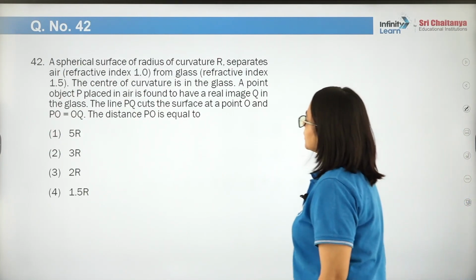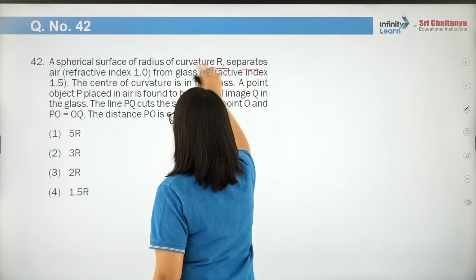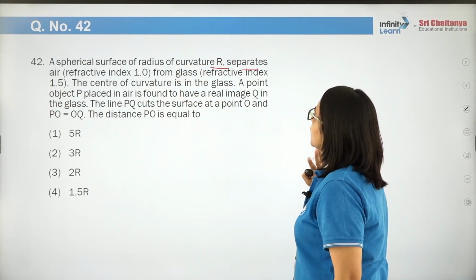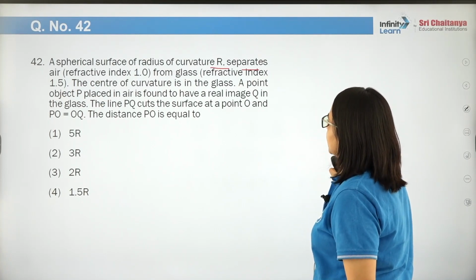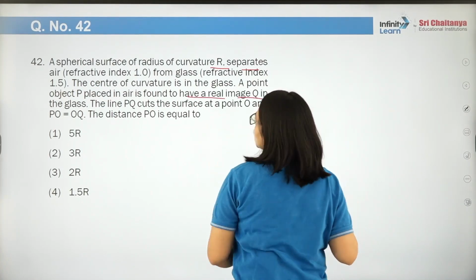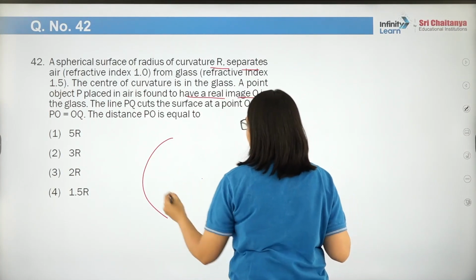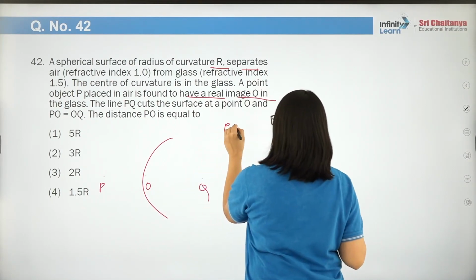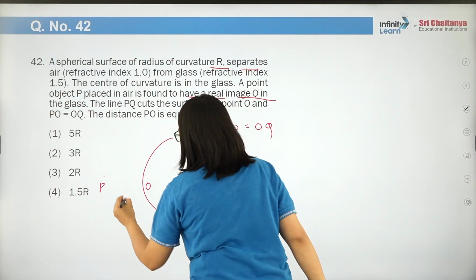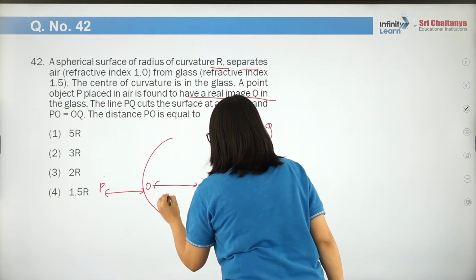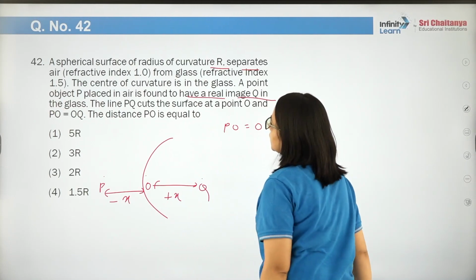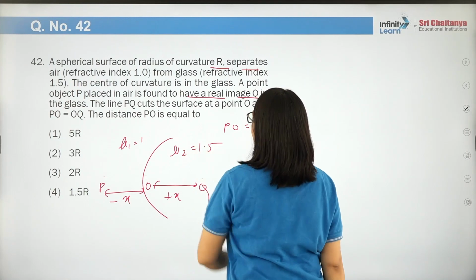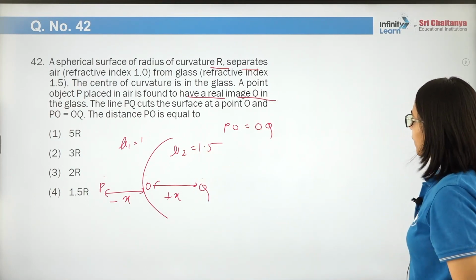Question number 42. A spherical surface of radius of curvature R separates air from glass. The center of the curvature is in the glass. A point object P placed in air is found to have a real image Q in the glass. So it is like this. This is point object P, this is image Q, this is O, and PO is equal to OQ. Matlab, if V is plus X, then U is minus X. This is mu1 which is 1 and this is mu2 which is 1.5. We need to find the distance PO.